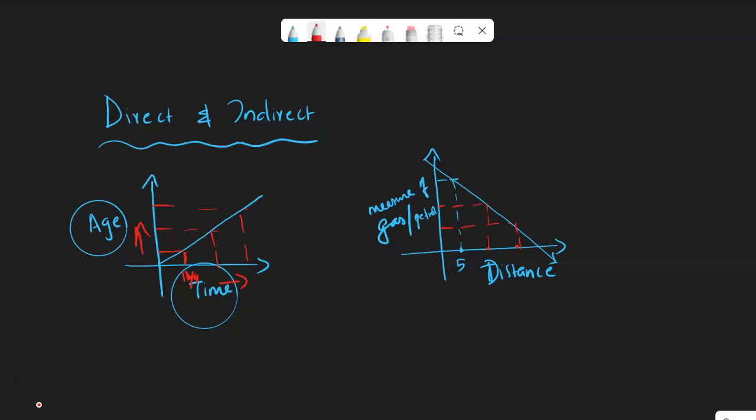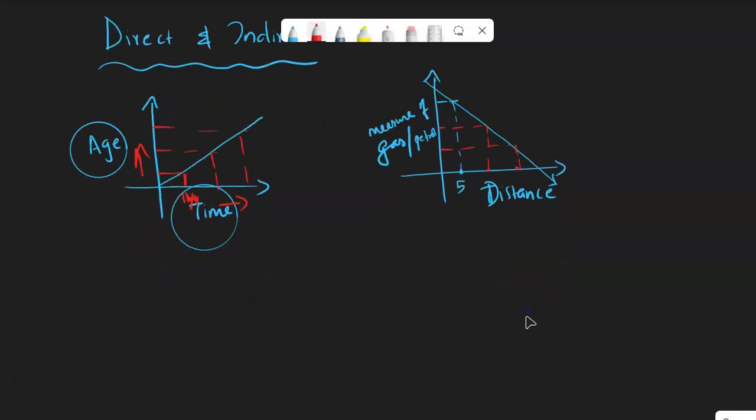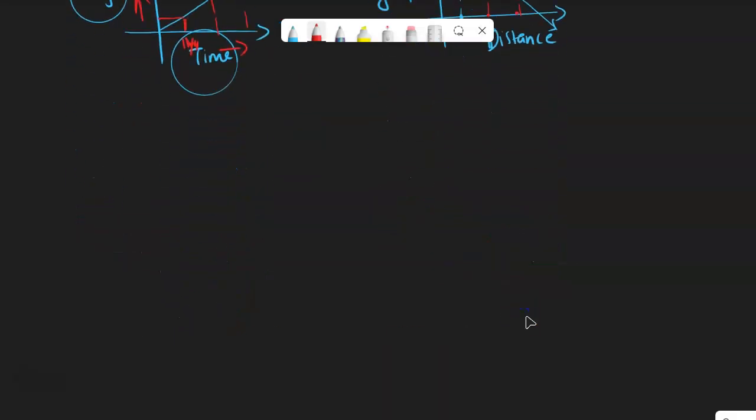Okay, let me simplify some algebraic expressions, how we can express algebraically the direct and indirect variation. Say for example, the direct variation can be expressed like this: x is directly proportional to y. This is the way you can express algebraically the direct proportion.